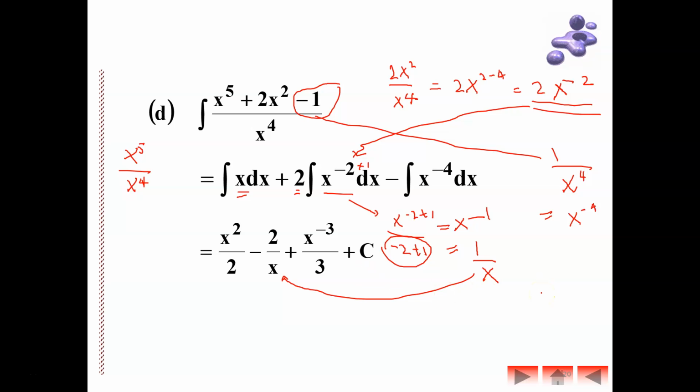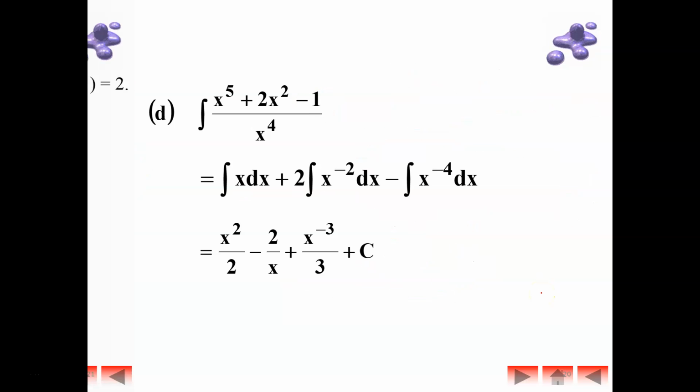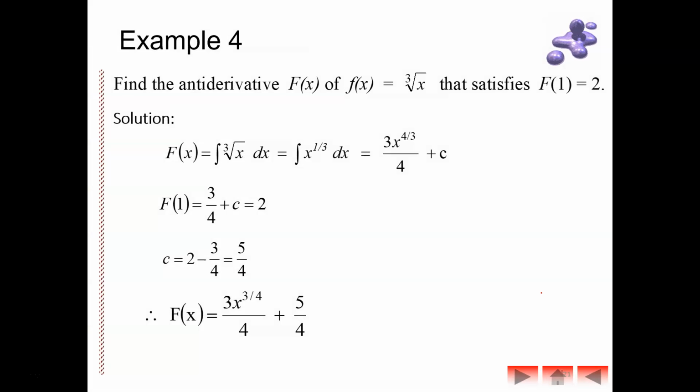Okay, that's it. All the 4 questions solved. Okay, let's see another example. Find the antiderivative f(x) of f'(x) equal to this one, the cube root of x, that satisfies f(1) equal to 2. So what does it mean by antiderivative? Over here, antiderivative means integration. It means we have to find the integration of this function.